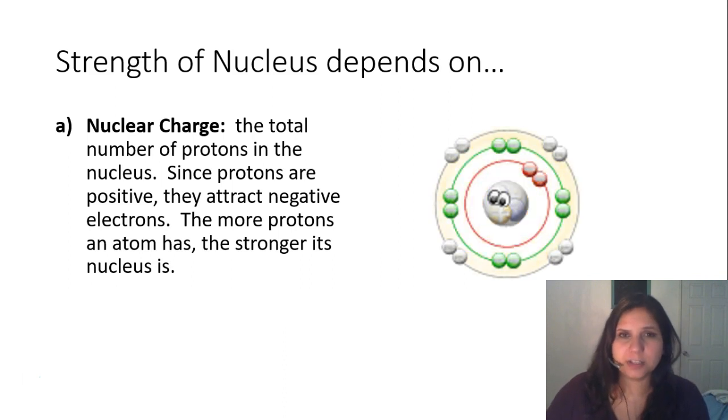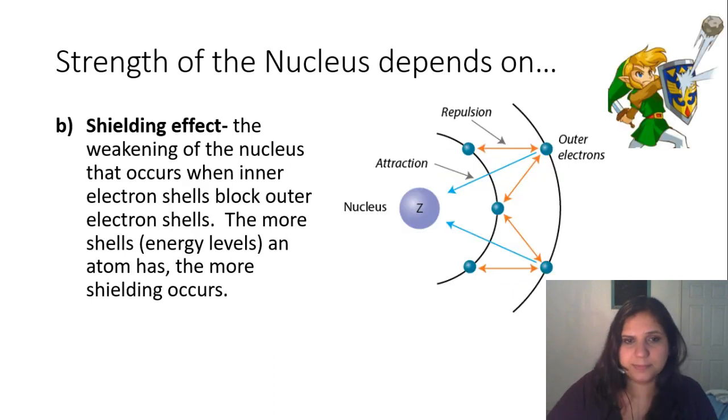Our entire discussion on trends depends on the strength of the nucleus of a particular atom as you go across the periodic table. And so we need to know two things about the nucleus. One is its nuclear charge. And the nuclear charge just means the total number of protons in the nucleus. So the thing that gives it its strength are the protons because they're positively charged, and they will attract negatively charged electrons. The more protons an atom has, the stronger the nucleus is.